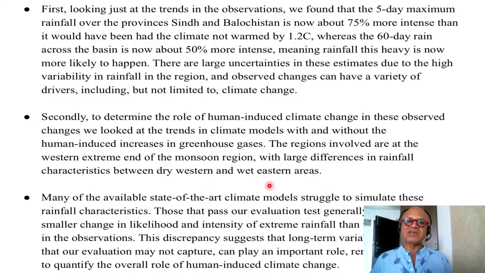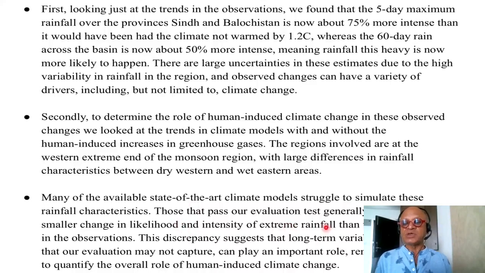So eastern Pakistan is the tail end of the monsoon circulation, with Bay of Bengal supply through low pressure systems and mean circulation through the monsoon trough. So then the west gradually drops off. But even the wet areas on average only have 500 millimeters per year. Many of the available state-of-the-art climate models struggle to simulate these rainfall characteristics, so this has to be remembered.